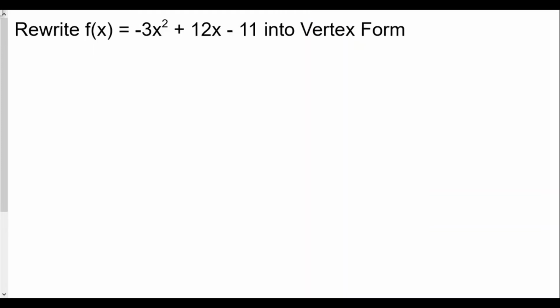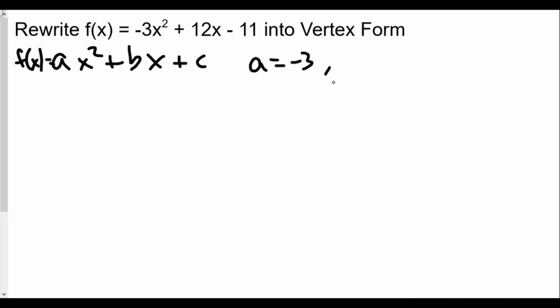Here we have another problem. We're asked to rewrite f of x equals negative 3x squared plus 12x minus 11 into vertex form. Same exact thing. If ax squared plus bx plus c equals f of x, that means our a value in this case is negative 3, our b value is 12, and our c value is negative 11.